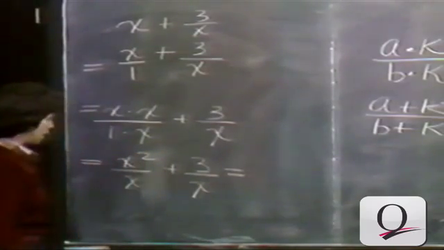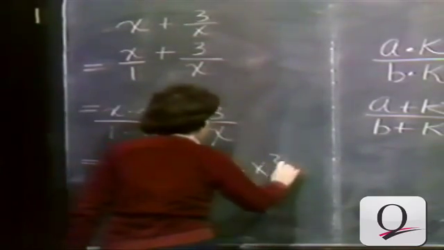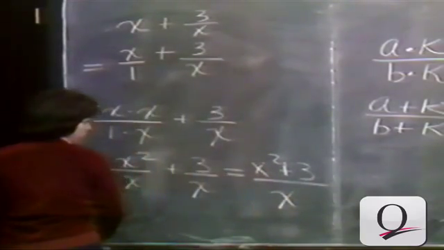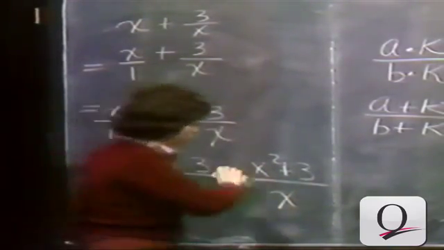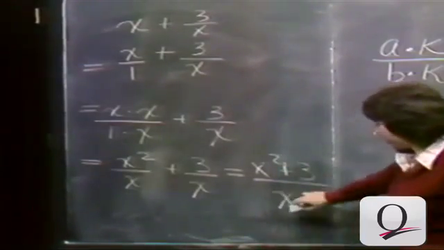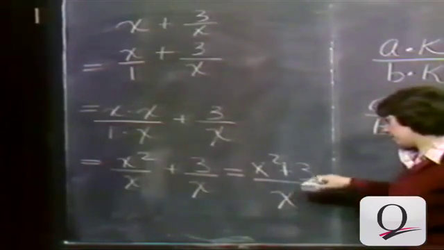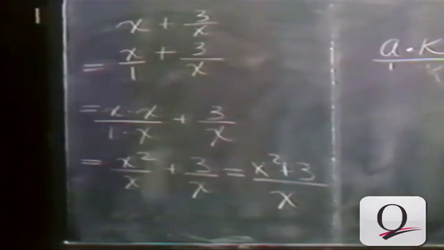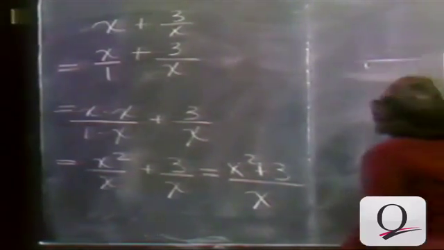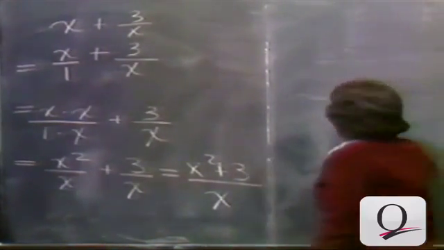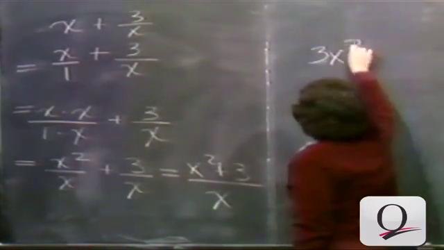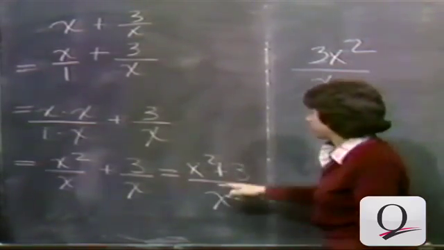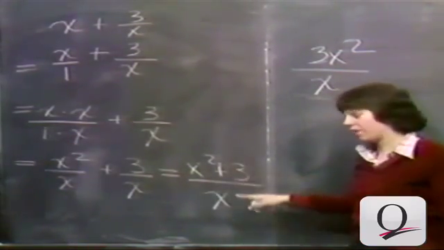Two fractions, same denominator. We add the numerators and put over the same denominator. x squared plus 3 over x. And this is as far as you go in this problem. You cannot factor out x's here. You cannot divide top and bottom by x. Okay, this is not the same problem as 3x squared over x, or x squared times 3. This is x squared plus 3 over x.